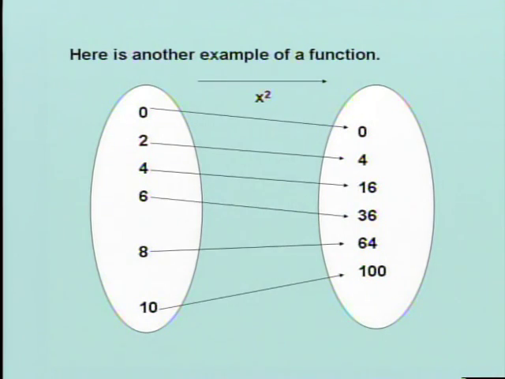So if we square 0, we have 0. So 0 is mapped to 0. If we square 2, we have 4. So 2 is mapped to 4. If we square 4, we have 16. 4 is mapped to 16. If we square 6, we have 36. 6 is mapped to 36. If we square 8, we have 64. So 8 is mapped onto 64. If we square 10, we have 100. So 10 is mapped onto 100.